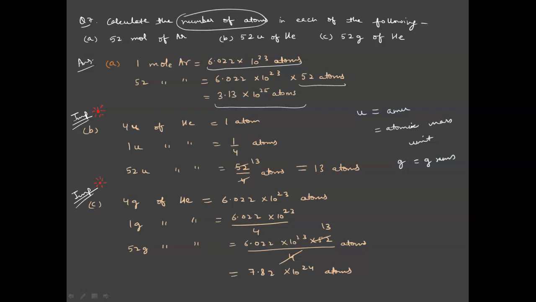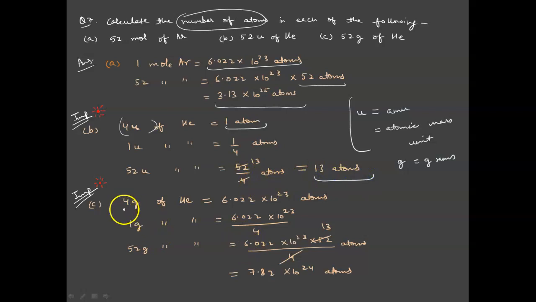So accordingly, we will do the question. In the first case, we have 4u of helium. This is the mass on an atomic or molecular scale. So 4u is equal to 1 atom, not the Avogadro number of atoms. Remember this. That's why these two questions are very important, because they give us an insight into the concept of u and g. So 4u equals 1 atom, 1u equals 1 upon 4, 52u equals 52 upon 4. That comes out to be 13 atoms.